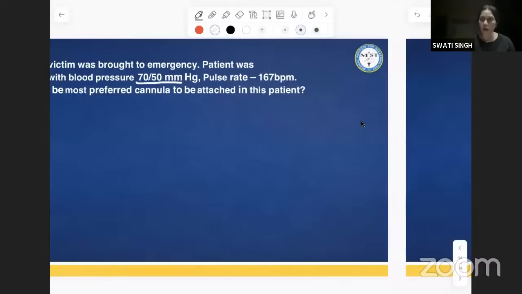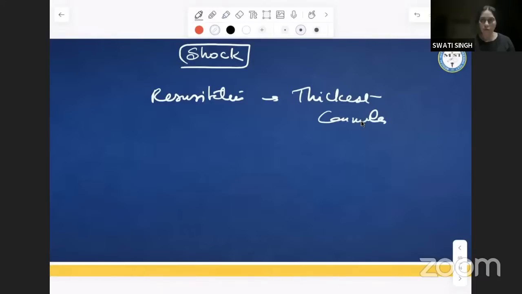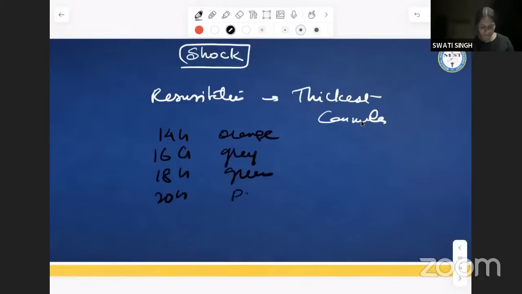We have to do a resuscitation. And for resuscitation, we will use the thickest cannula available. So what is the thickest cannula available? 14 gauge, which is orange. After that, 16 gauge, which is gray. Then 18 gauge, which is green. And then 20 gauge, which is pink.